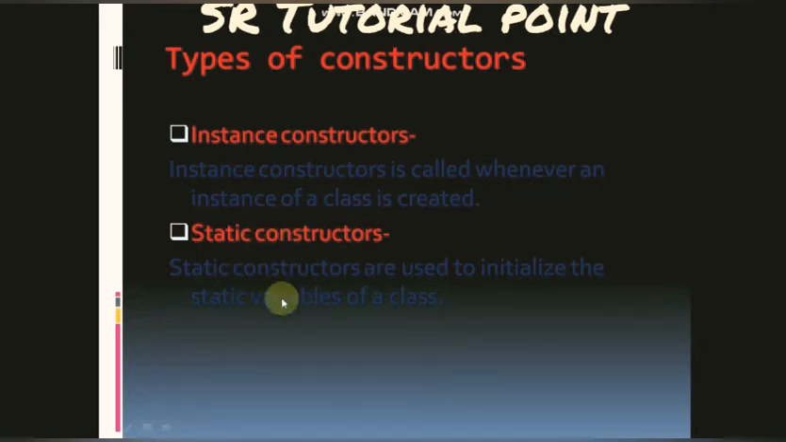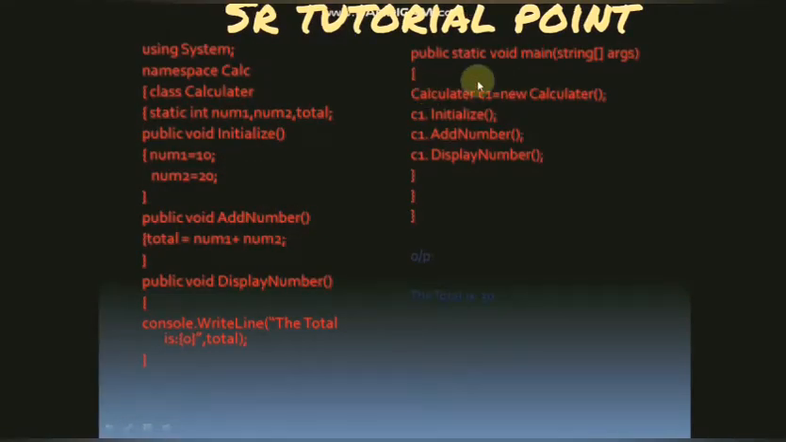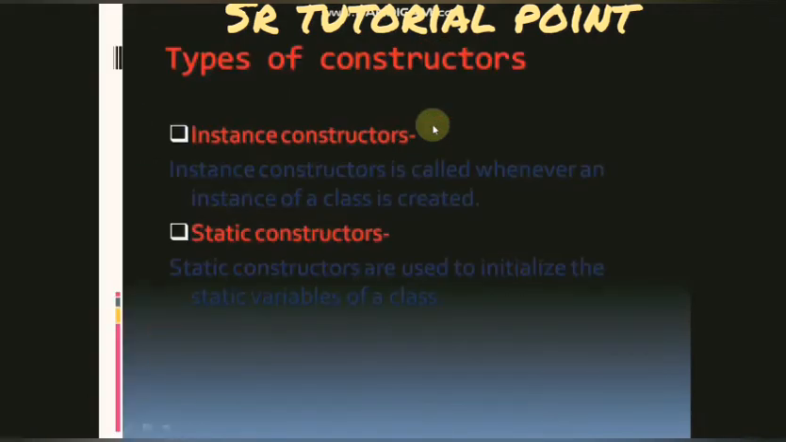I will give an example for this. For the instance constructor, take this example. Here, what did I create? I created an object. That means an instance of a class is created. Whenever we create an instance of a class, the constructor will be called automatically. Which constructor? This is an instance constructor. That was the instance constructor example.